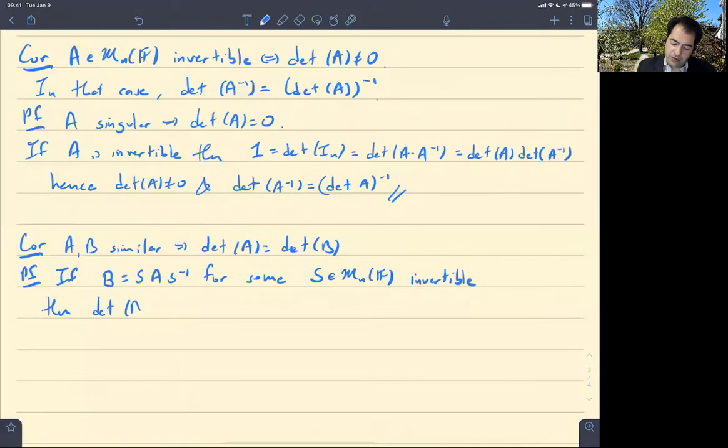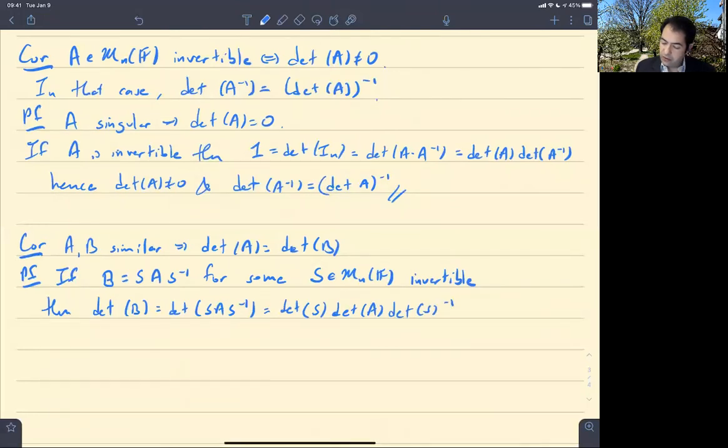Then the determinant of B is equal to the determinant of SAS inverse, which by the last couple of corollaries, I can write as the determinant of S times the determinant of A times the determinant of S inverse. And now the determinant of S and the determinant of S inverse cancel, and I end up with just the determinant of A as required.